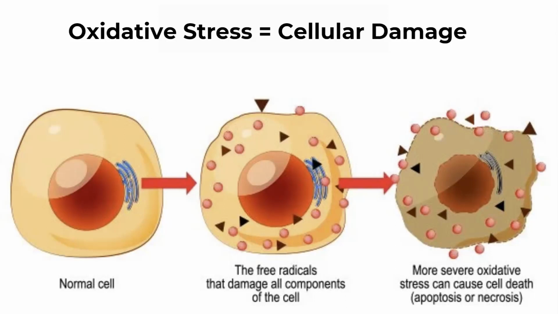If you look at the screen here, you can see how our cells look normally. And then it progresses through that free radical stage, when the free radicals are attacking, and it gets more and more severe. And then eventually that cell dies. Okay. And there are some key repercussions of cellular death resulting from severe oxidative stress.